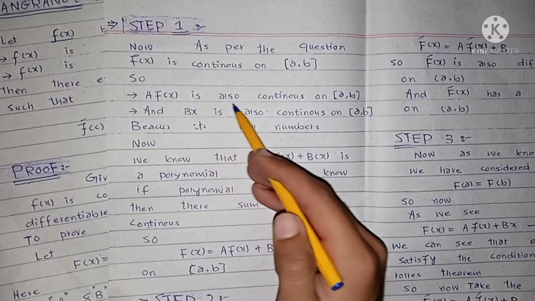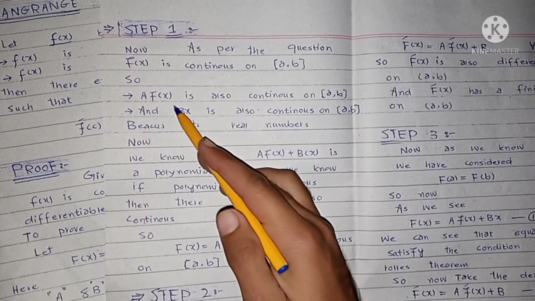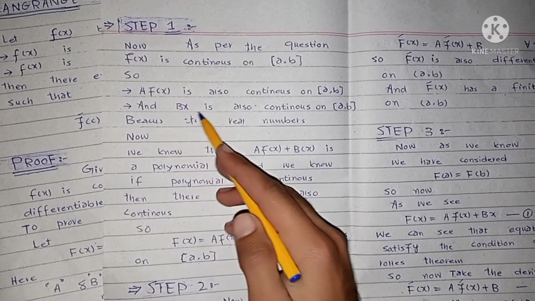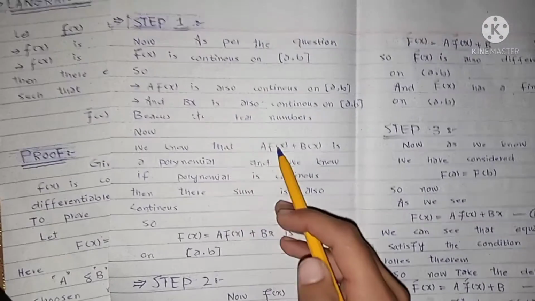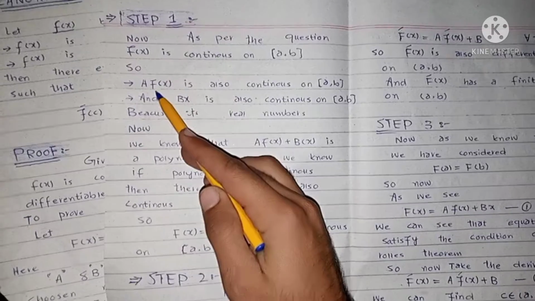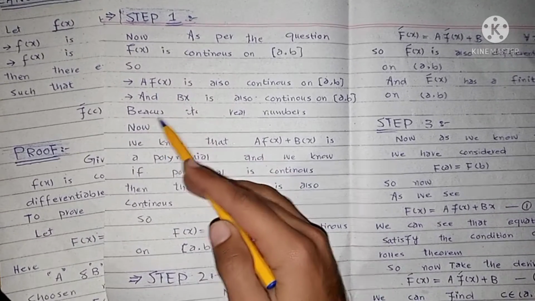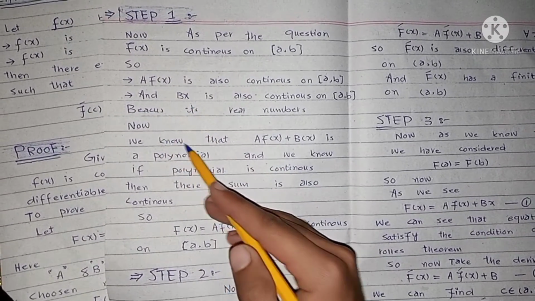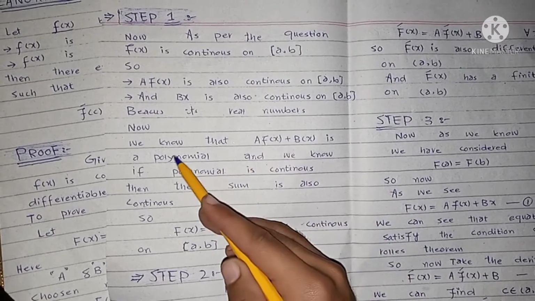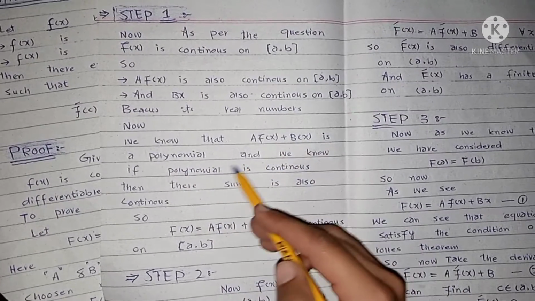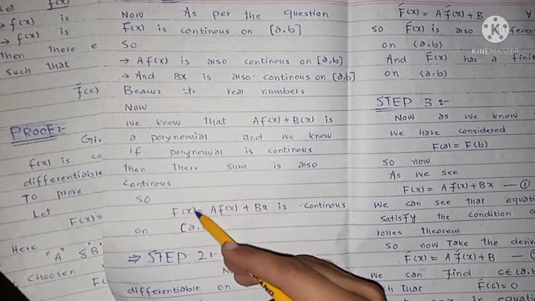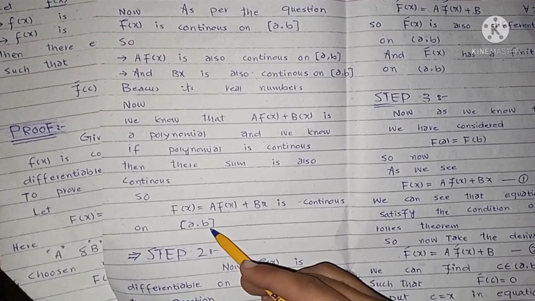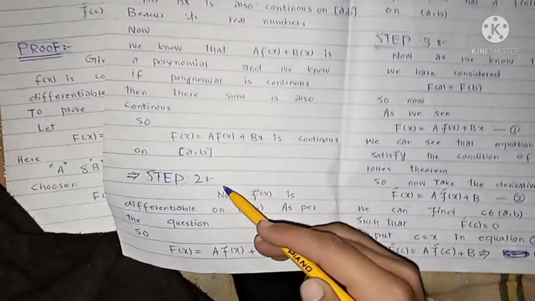So the polynomial part is also continuous on [a, b] because it is a polynomial. b(x) is also continuous, so their sum would also be continuous. Very easy. If this is continuous and this is continuous, then their sum would also be continuous, okay? We know that f(x) plus b(x) is a polynomial, and if the polynomial is continuous, then their sum is also continuous, so this is continuous on [a, b]. Very easy.